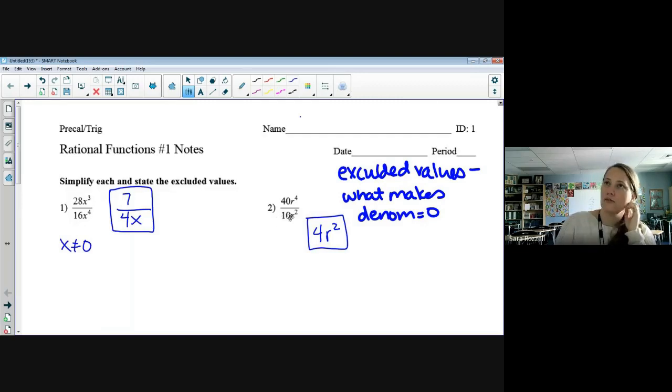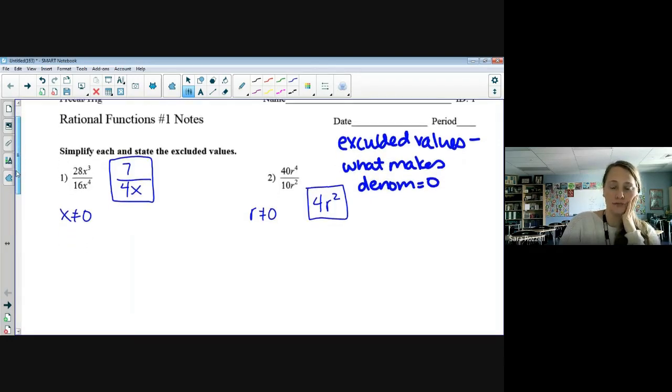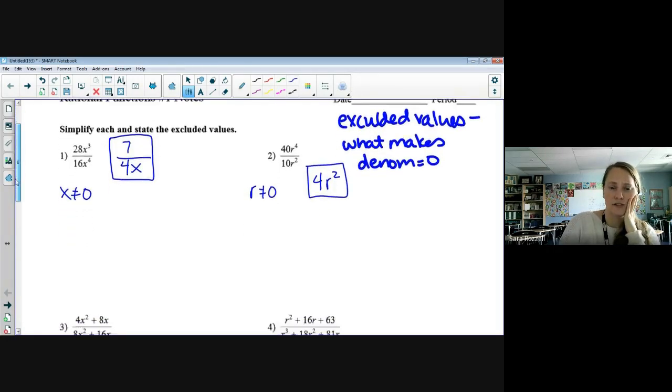But we always look at the original denominator and ask what can r not equal, because it would turn it into 0 on the bottom. It cannot equal 0, because 10 times 0 squared is 0. And remember, zeros in the denominator are undefined. So those are our monomials. That's a review. We did that earlier in the year. Now we'll look at some that have binomials or trinomials, and we have to factor those first.